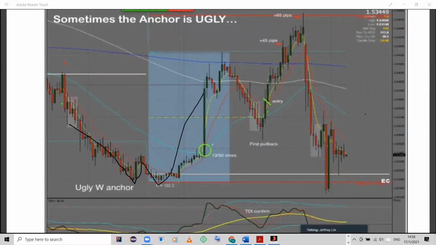But you know, guys, a W is a W, an anchor is an anchor. So that's what we're looking for. We get it. The second one, the 13 and the 50 cross, we get it. What else? The pullback now. Guys, these things repeat themselves. History repeats itself. This thing happens each and every time.